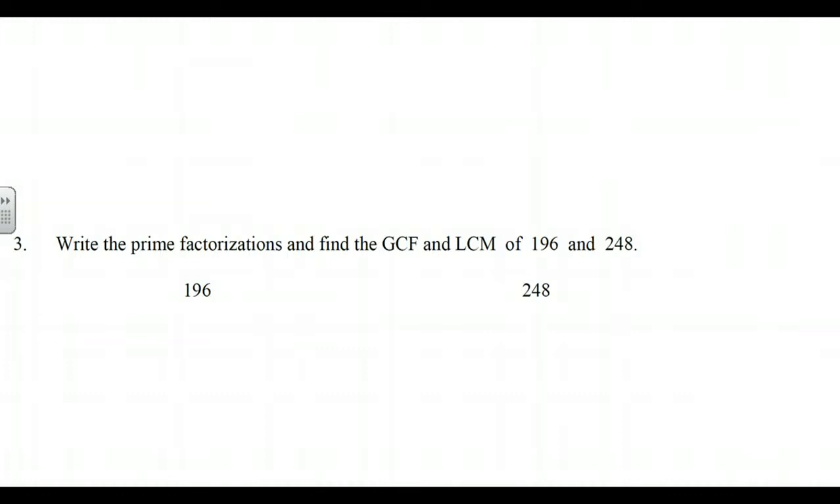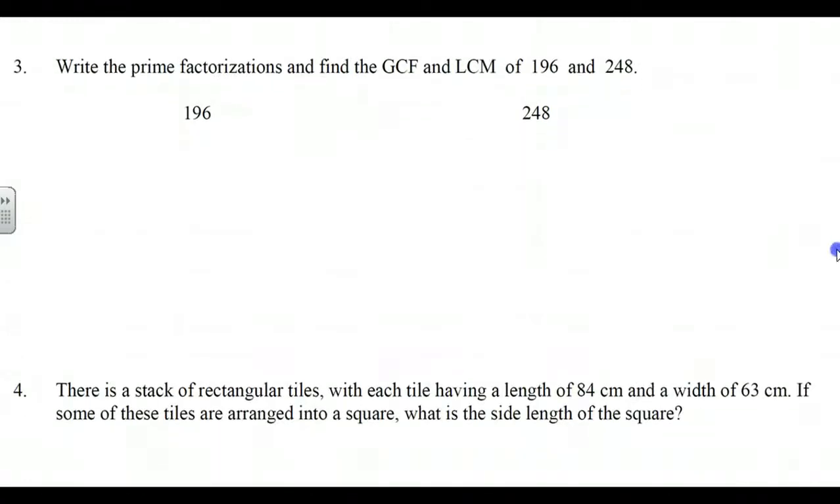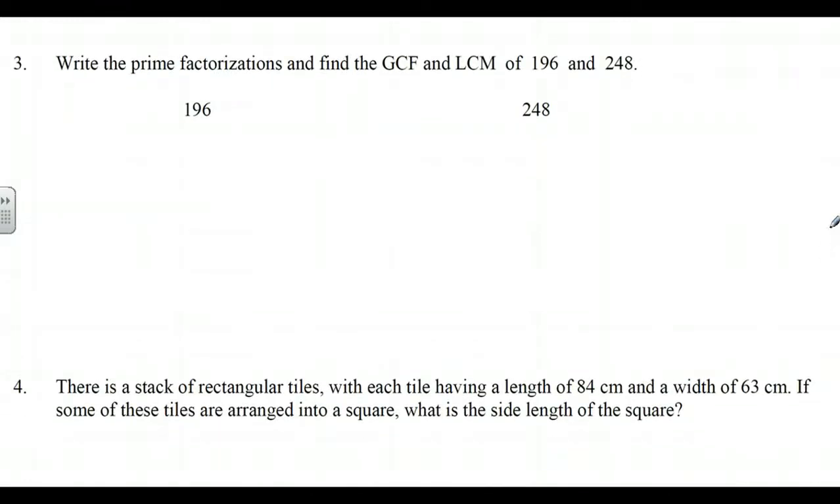Write the prime factorizations and find the GCF and LCM of 196 and 248. Now, this for sure is where you do not want to be sitting there and trying to multiply these out and say, okay, 248 times 2 is 496, and does that go in? And, you know, if I want the greatest common factor, then what? So we do really want to go systematic here.